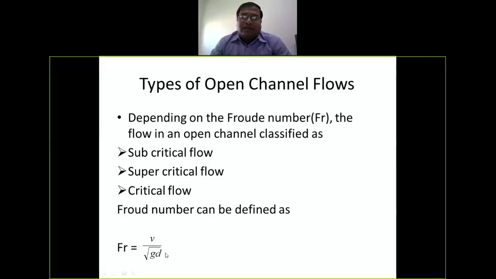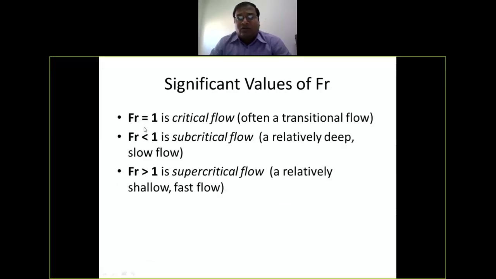There are so many types of dimensionless numbers, we call them Reynolds number, Froude number, Weber number, Euler number, Mach number. So the Froude number is one of these dimensionless numbers. Based on that, we have classified the open channel flow as subcritical flow, supercritical flow, and critical flow. If your Froude number is equal to 1, we call that flow critical flow.